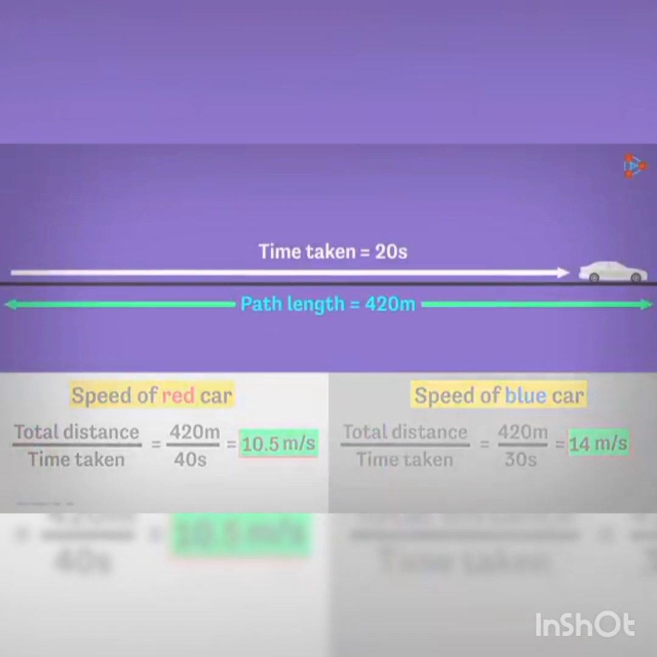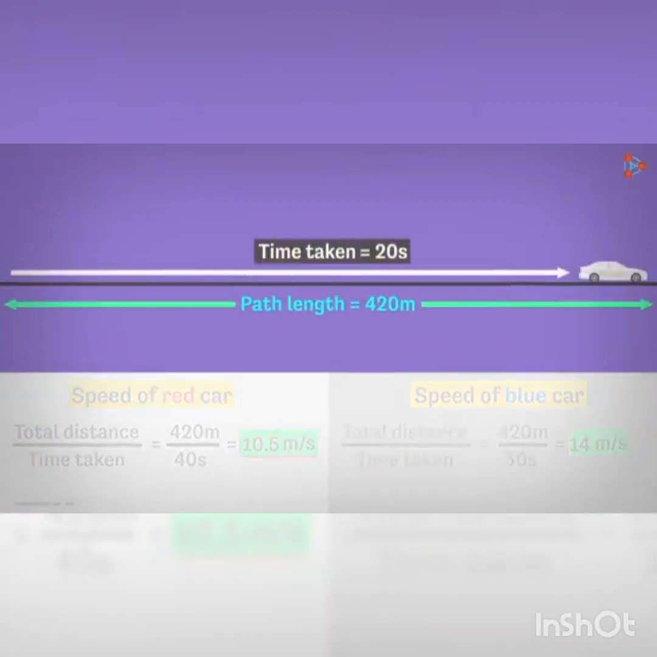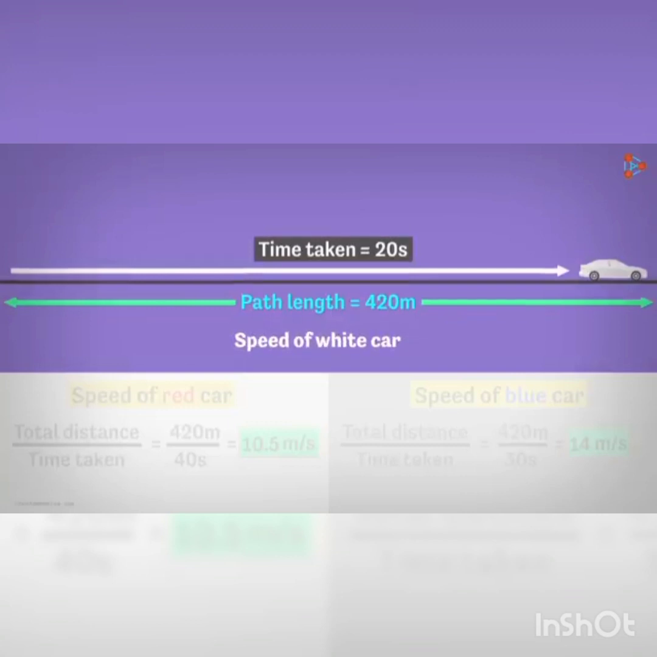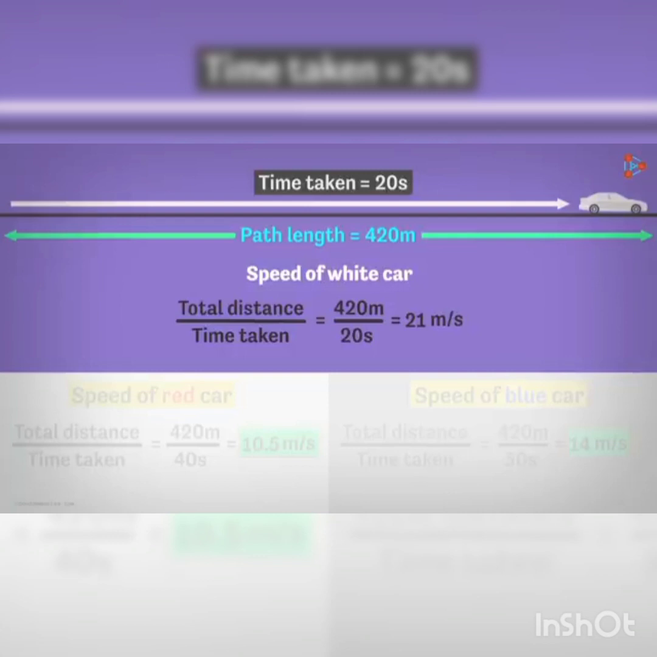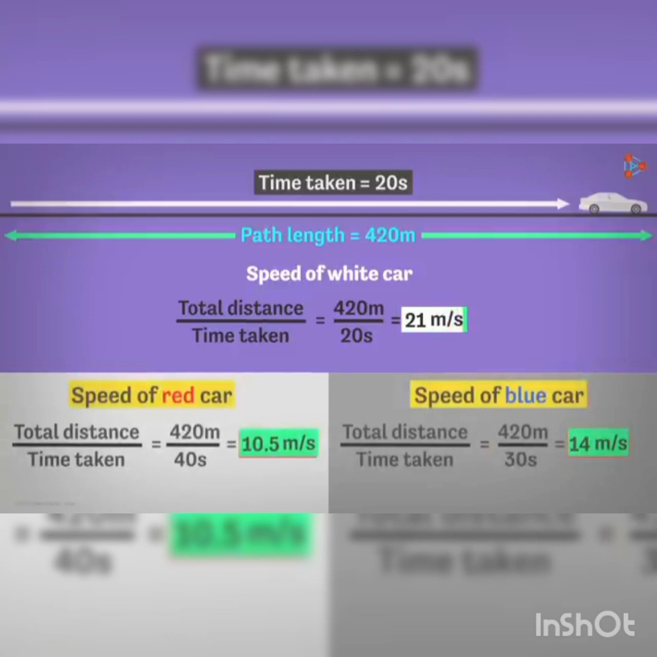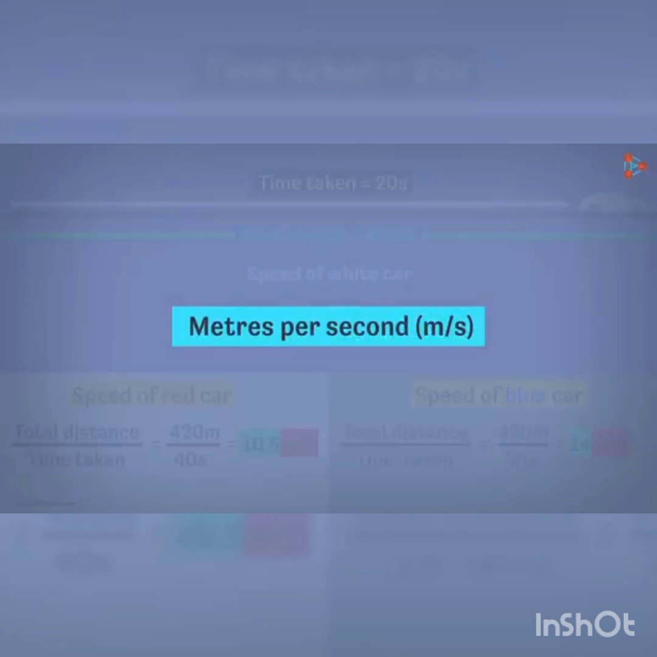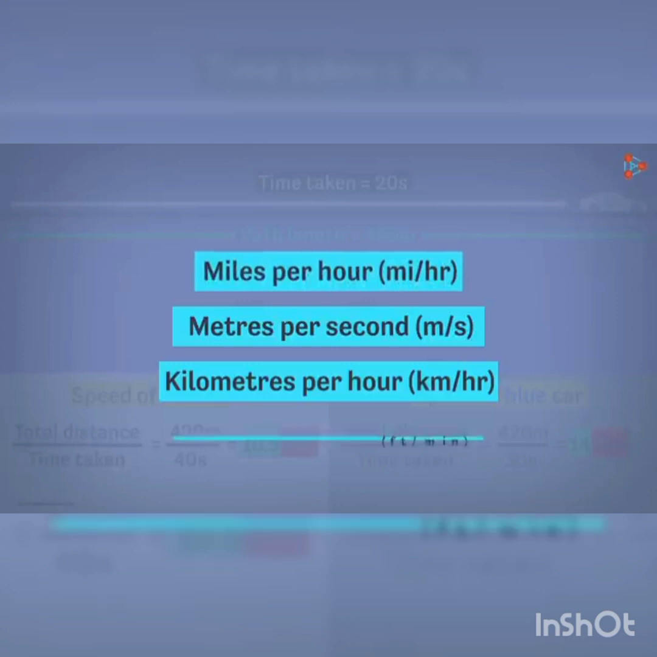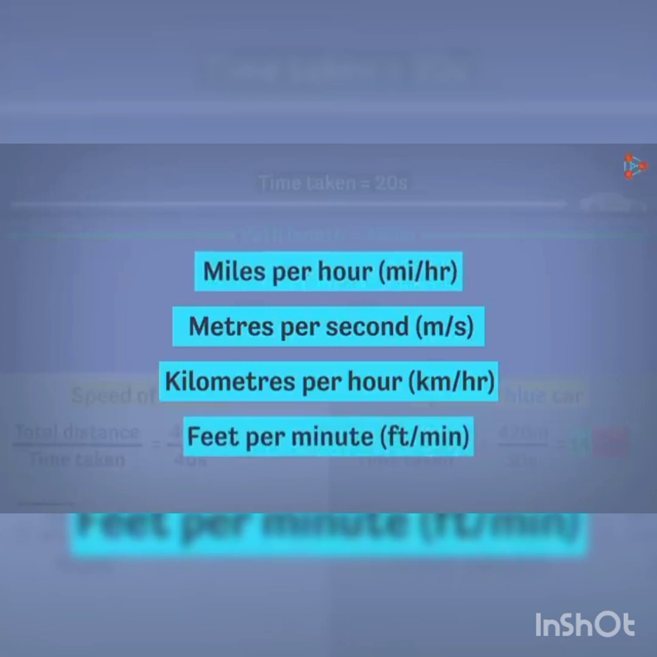Let's bring in a third car which covers the same distance in 20 seconds. So what is its speed then? The speed is 420 meters over 20 seconds, which will give us 21 meters per second. And you can see that this ratio is the greatest of all. Now I want you to look at the units. Meters per second is one of the units of speed. There are many such units of speed that you must be aware of, for example, kilometers per hour, miles per hour, feet per minute, and so on. We will discuss more about these units in our future videos.